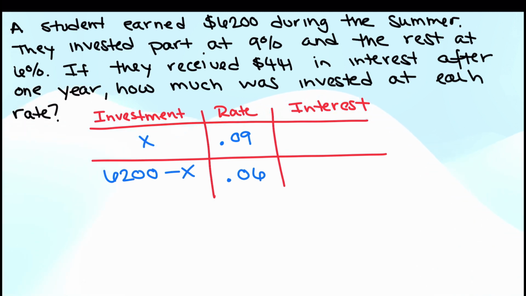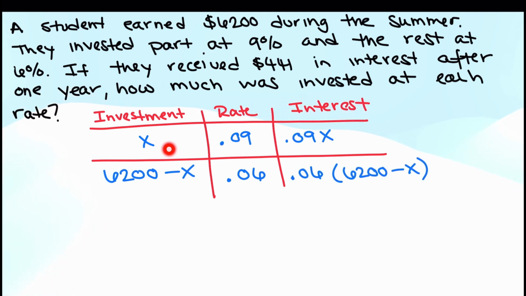Okay, then the column labeled interest earned is going to be your interest rate times your investment. So in the first account, interest earned is 0.09 times x. In the second account, it would be 0.06 times that quantity 6,200 minus x. So 0.06 times 6,200 minus x.